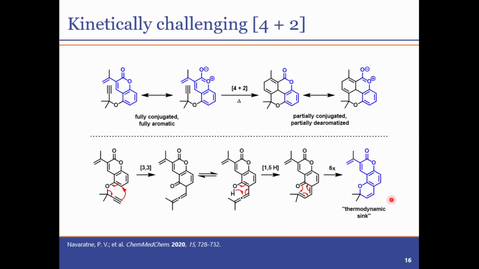So we call this a thermodynamic sink, meaning that this is about as low in energy as you can get in terms of a structure like this, starting from this kind of material. Ending in a structure like this is about the most thermodynamically stable and favorable process you can undergo. So it's really hard to fight against such a favorable series of reactions. So on two fronts, we're struggling here to get our molecule to do what we want it to do.